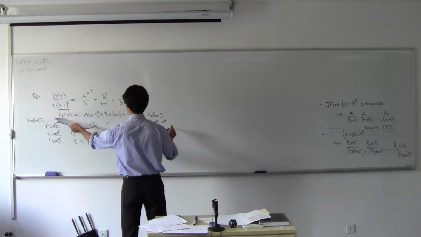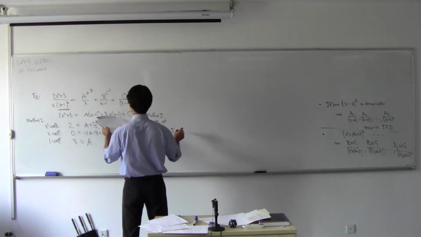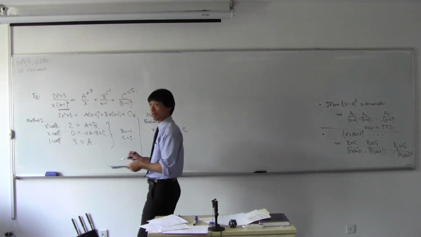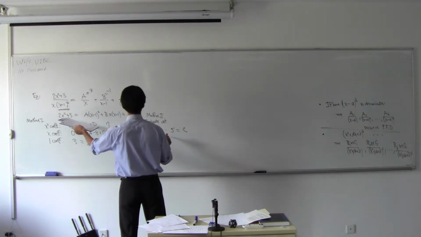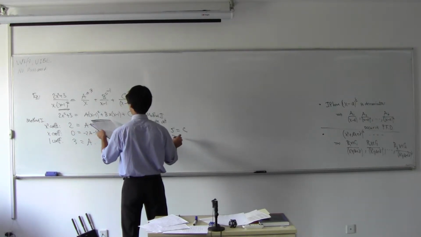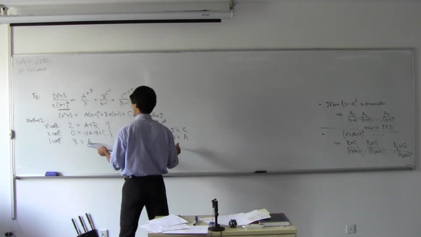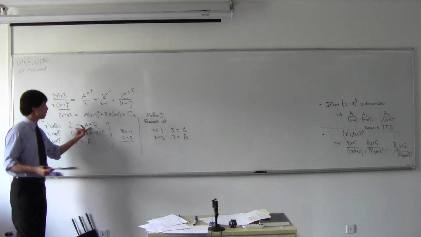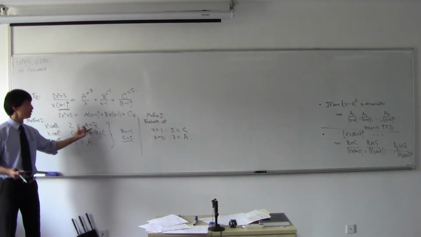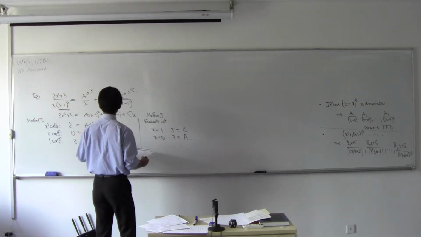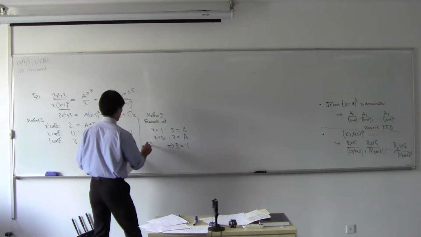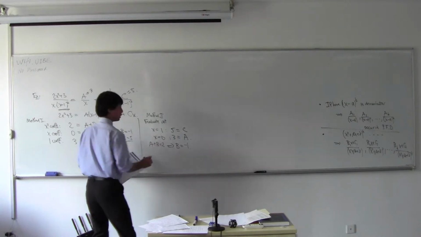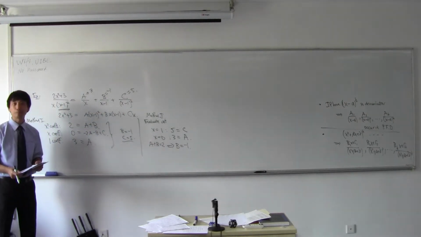You get 5 equals C. Right? That's great. That gives it to you immediately. At x equals 0, you get 3 equals 8. Right? And then you could use your first this bit to figure out that b is -1.